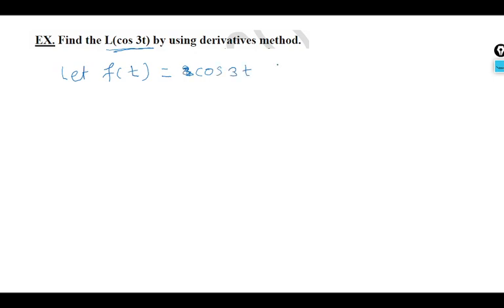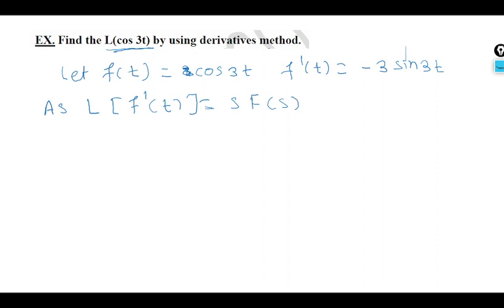So f dash t will become, find the derivative. The derivative of cos 3t is minus sine 3t into 3, so minus 3 sine 3t. You should know the derivatives importantly. Now we have this property. We use the derivative property because the question itself uses it: Laplace of f dash of t is s into capital Fs minus small f of 0. Now two things we require, capital Fs and small f of 0.